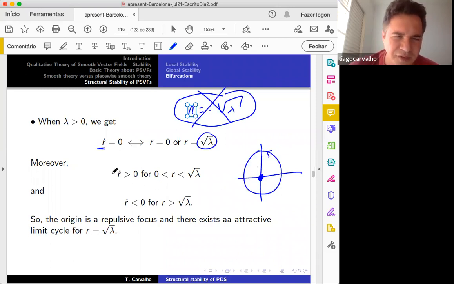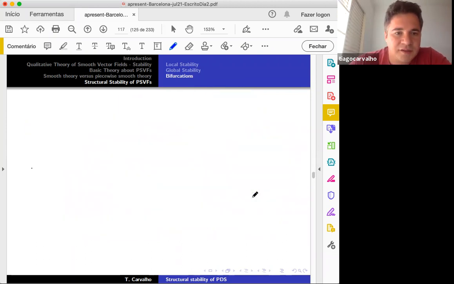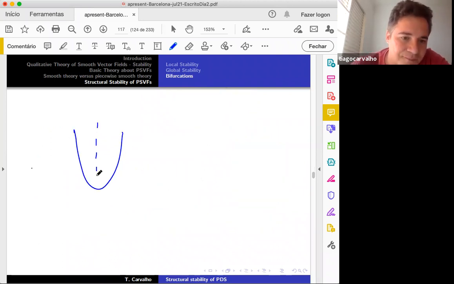And the variation of r is positive inside this curve. This positive means that r is growing when we are doing these turns around the origin. And the variation of r is negative outside this curve, okay? So we have here a limit cycle, an attractive limit cycle. This is the Andronov-Hopf bifurcation, which has a bifurcation diagram like this.